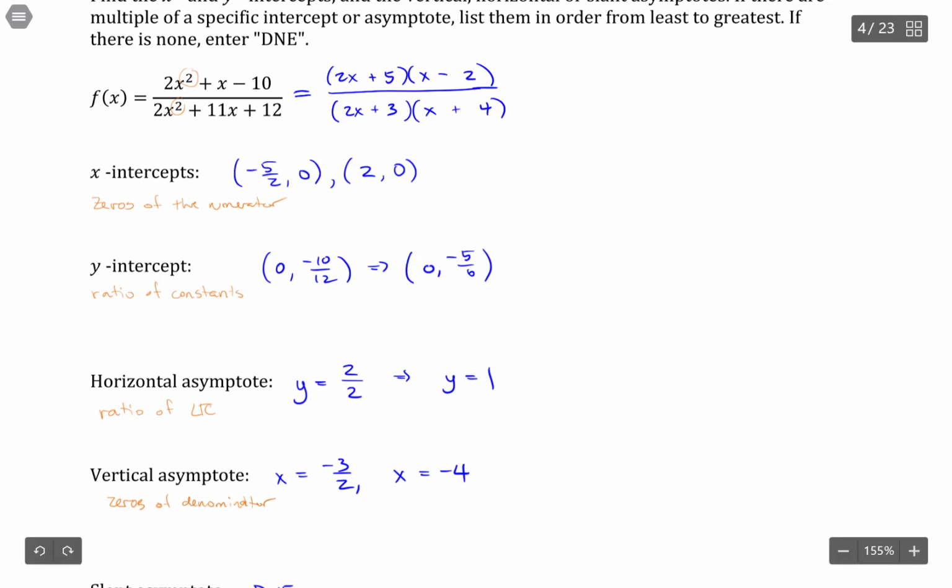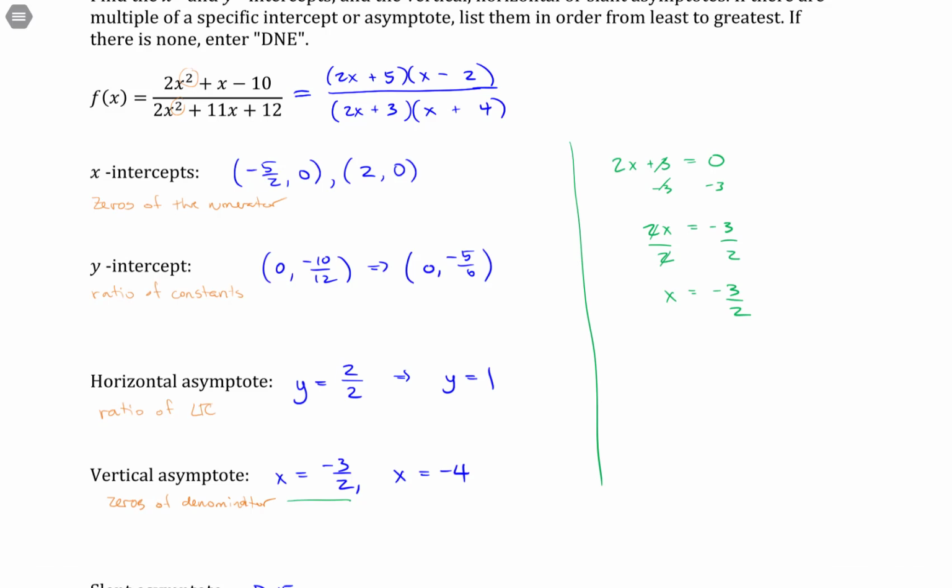Now, if you want to see where I'm getting these things, I'm just taking the factor itself, setting it to 0, and then solving the linear equation. So if I subtract 3 from both sides, I get 2x equals -3. And then if I divide both sides by 2, x equals -3/2. And that's what I've done for all of the zeros of the numerator and denominator.